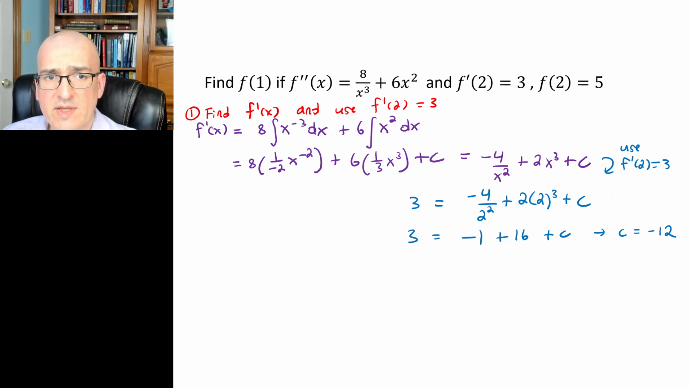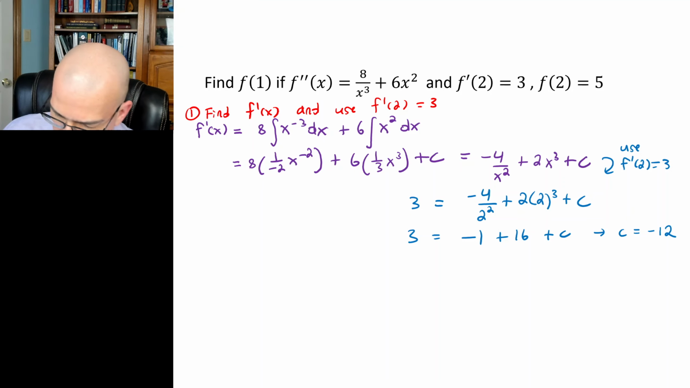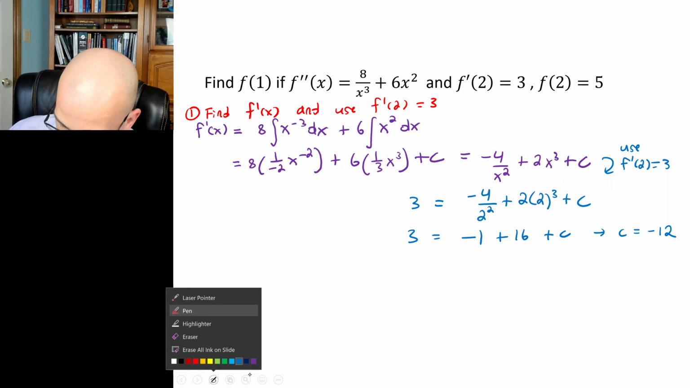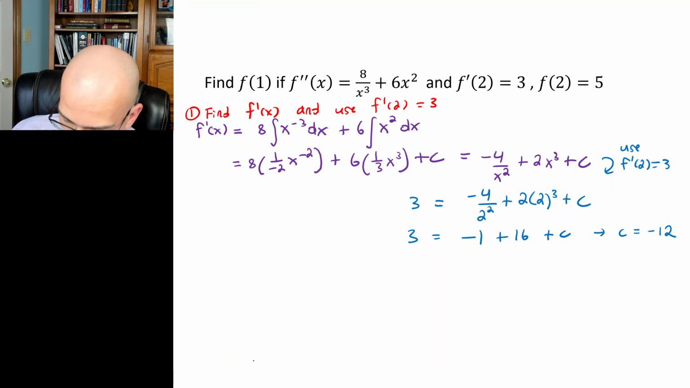Please report if I make mistakes. This is exactly where mistakes will be made. So we can make a temporary partial conclusion that f prime of x is negative 4x to the power of negative 2 plus 2x cubed minus 12.